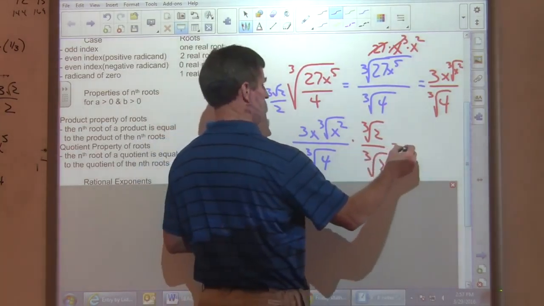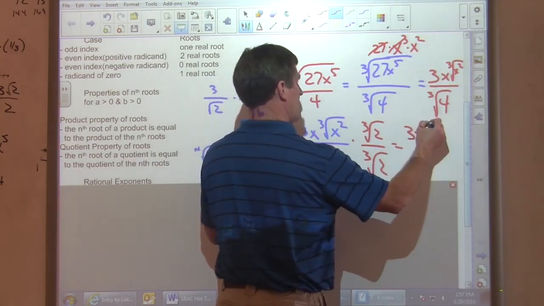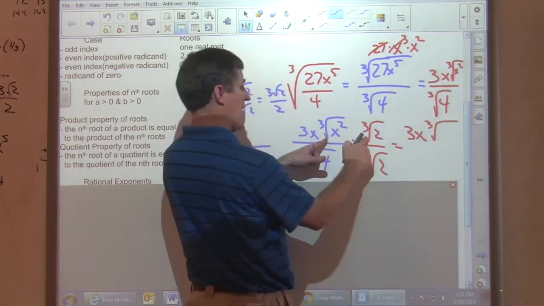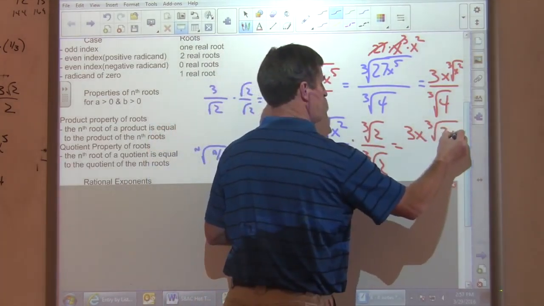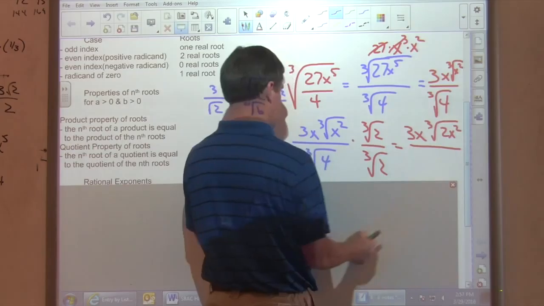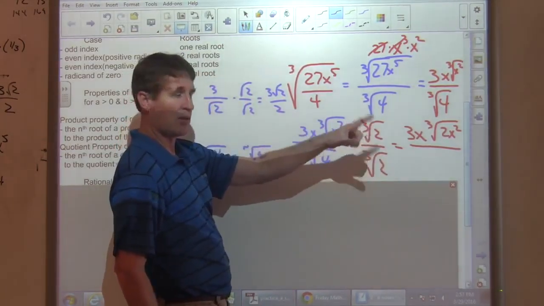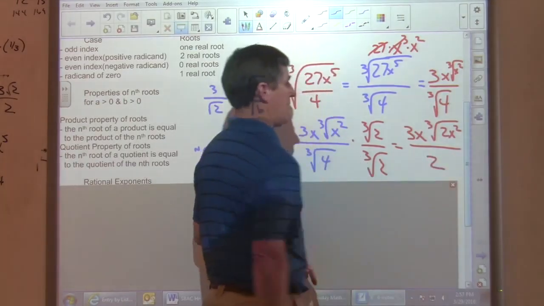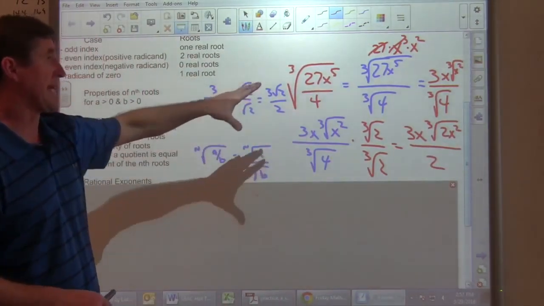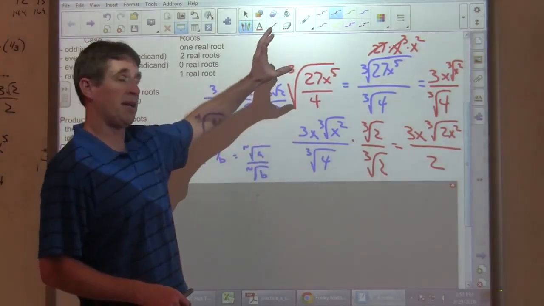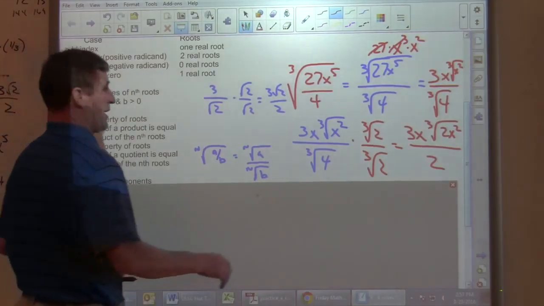So on top, I get 3x, and then I get the cube root. Remember when you multiply radicals together, as long as the index is the same, you just multiply what's inside. So 2x squared. And then the cube root of 4 times the cube root of 2 would be the cube root of 8, but the cube root of 8 is 2. And that gets rid of that radical in the denominator, which you have to do. So they get a little complicated, but if you take it one part at a time, hopefully you shouldn't have trouble doing that.